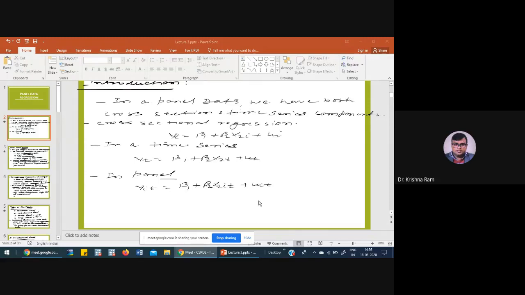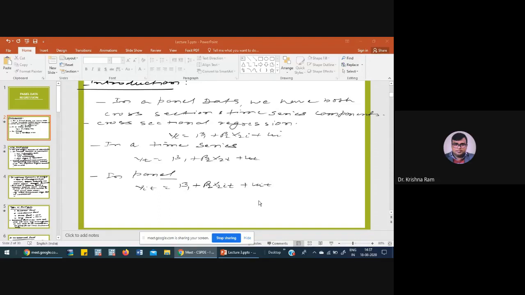So panel data is different from cross-sectional and time series data. In cross-sectional data, we have only the cross-sectional component, and in time series, only the time series component. But in the panel data case, we have both time series and cross-sectional components.